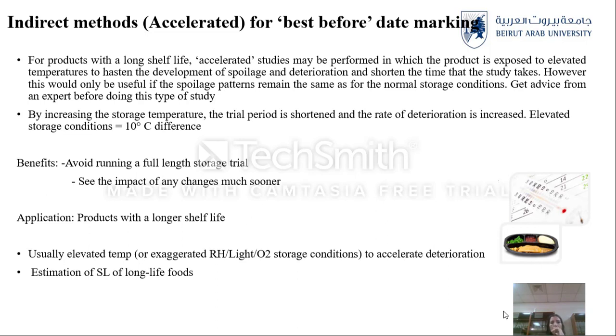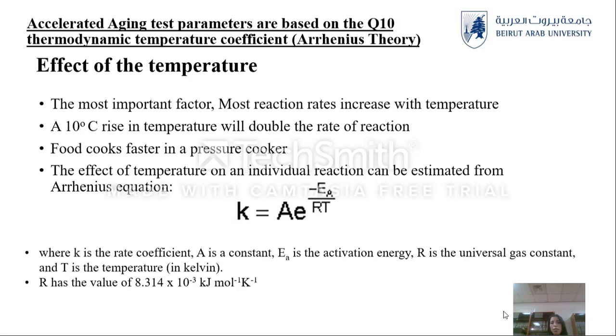An accelerated study may be performed in which the product is exposed to elevated temperature to hasten the development of spoilage and deterioration and shorten the time the study takes. However, it's only useful if the spoilage patterns remain the same as for the normal storage condition. So we need expert help, and we need to vary by 10 degrees of difference. Benefits: avoid running a full-length storage trial, see the impact of any changes sooner, application mainly for long shelf life. So this is the Arrhenius equation.